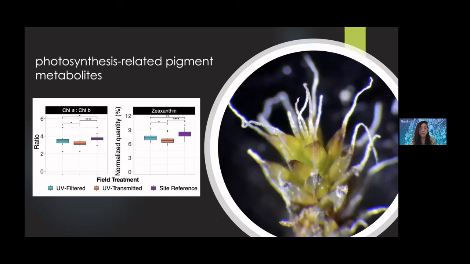But that green color made me pretty curious about the pigments in it. And so I looked at some photosynthesis related pigment metabolites, including chlorophylls and zeaxanthin, which is a carotenoid, like I mentioned. And what I found, the blue here is the UV filtered, and we're comparing that to the orange, which is the UV transmitted window. And in both this chlorophyll ratio and zeaxanthin, it's higher when UV is filtered out.